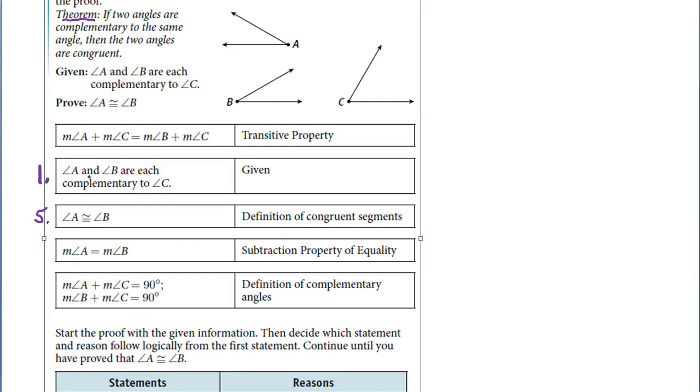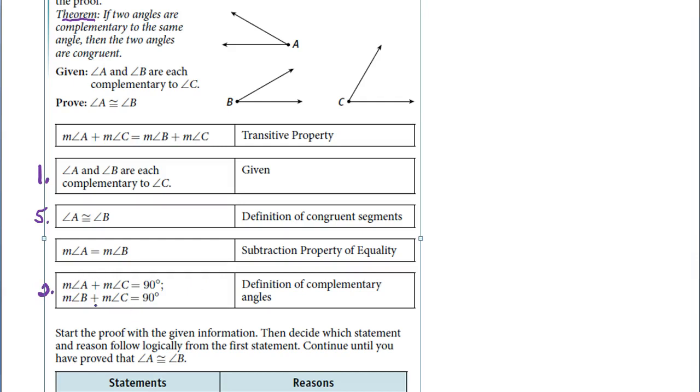Okay, let's go back to step 1. If we know that they're complementary to angle C, what can we conclude from that? Well, being complementary means that the measure of their angles adds up to 90. That's the definition of complementary angles. So that would be the second thing.